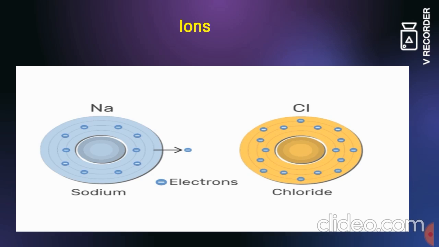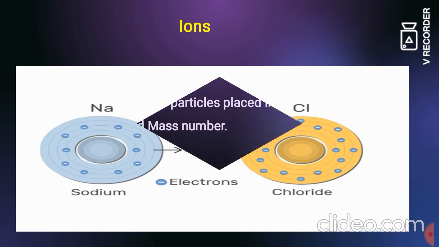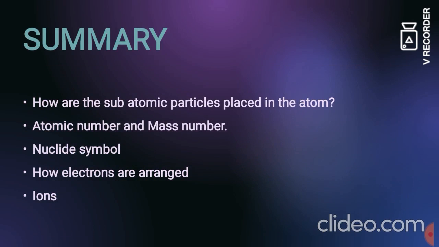If there is a gain of electrons, the atom will carry a negative charge. For example, chlorine has 17 protons and 17 electrons, and it gains 1 electron to form 18 electrons and becomes the chloride ion. This Na plus and Cl minus attract, and they form the sodium chloride compound. So this is what ion means.